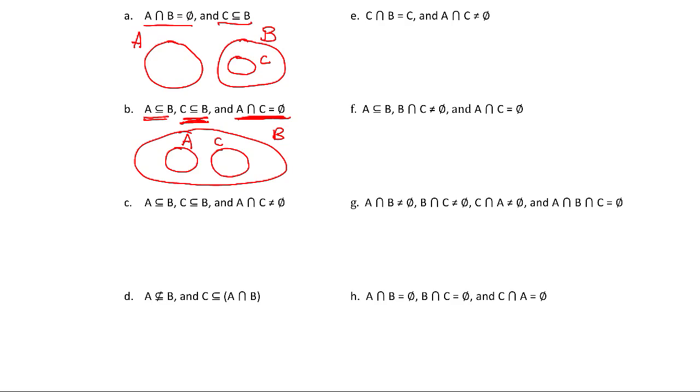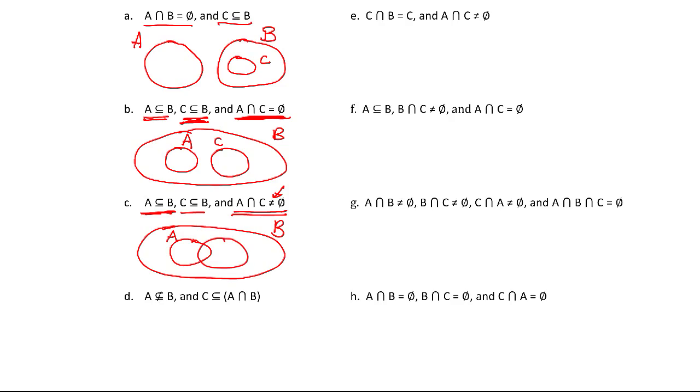Next, I have one that says A is a subset of B, C is a subset of B, and A and C do overlap because their intersection is not equal to the empty set. And so I'm just going to draw B out here, A as a subset of B. A is inside B, C is inside B, and the A and C do overlap.